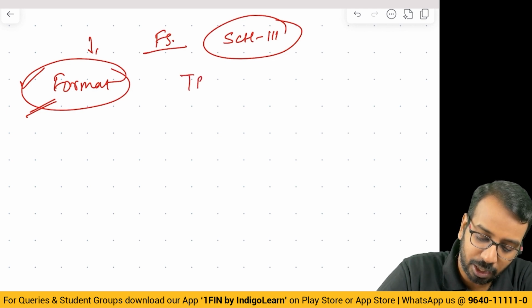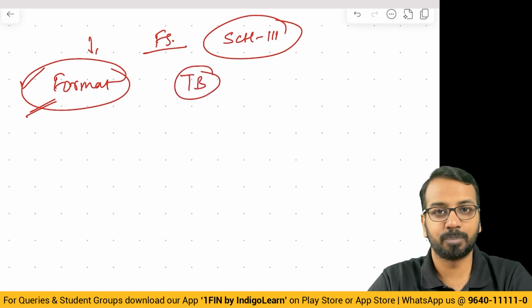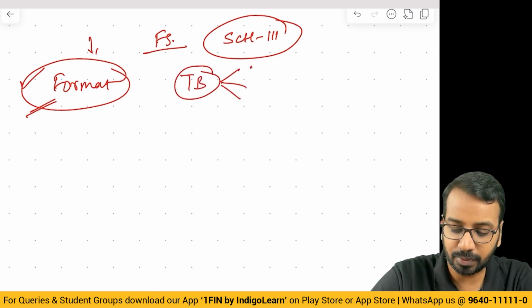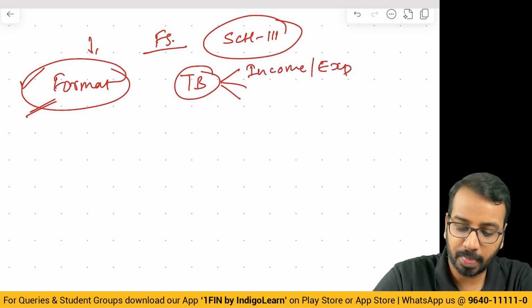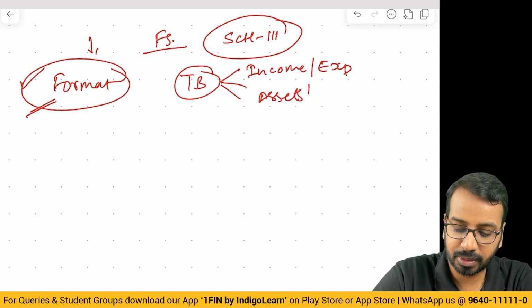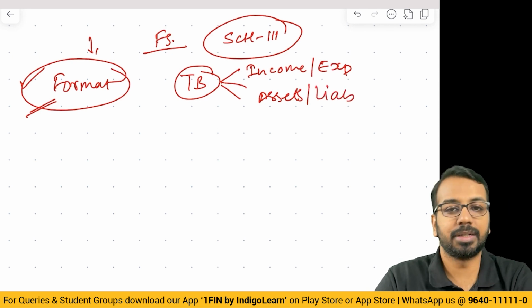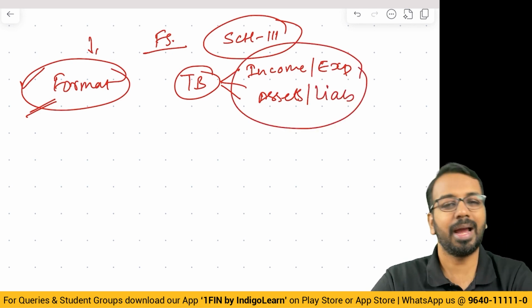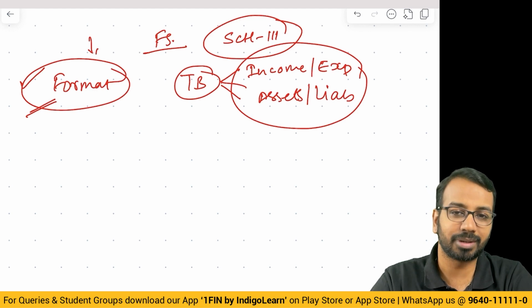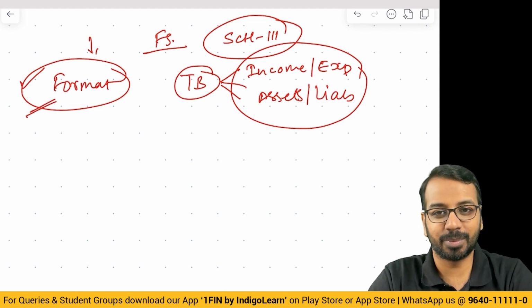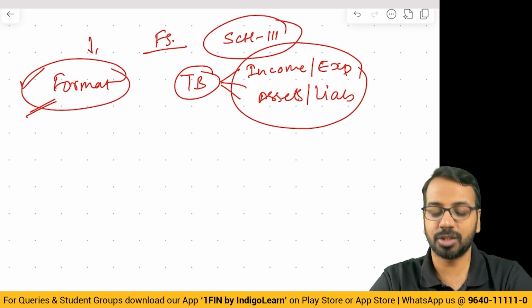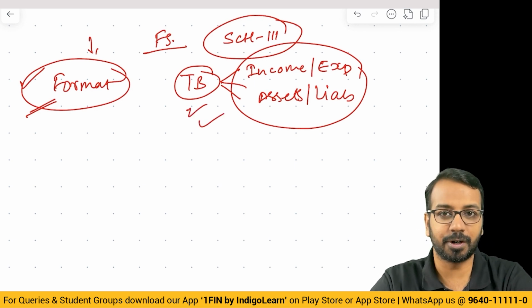Second thing is, what is given in the trial balance? You should be able to segregate between income, expenses, assets, liabilities. Because you have already cleared CA Foundation, you have been learning how to prepare financial statements, trading account, profit and loss account, balance sheet. This part will not be difficult.